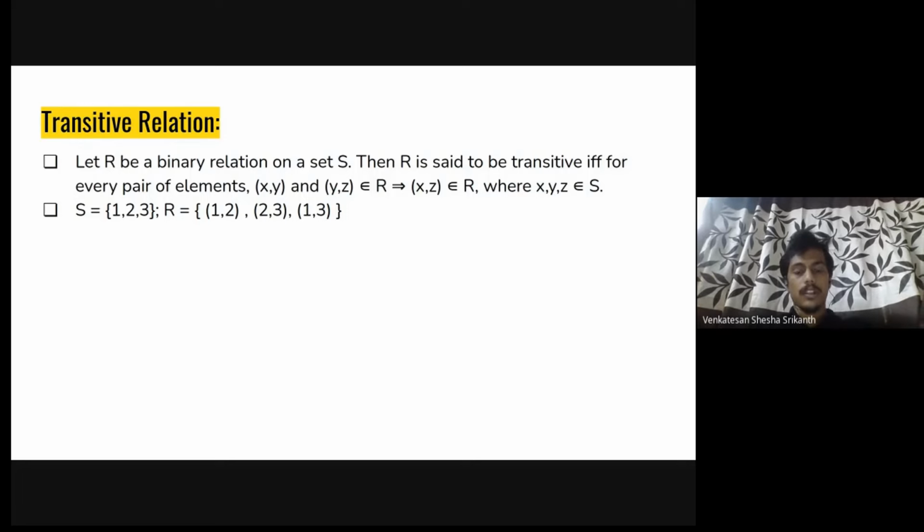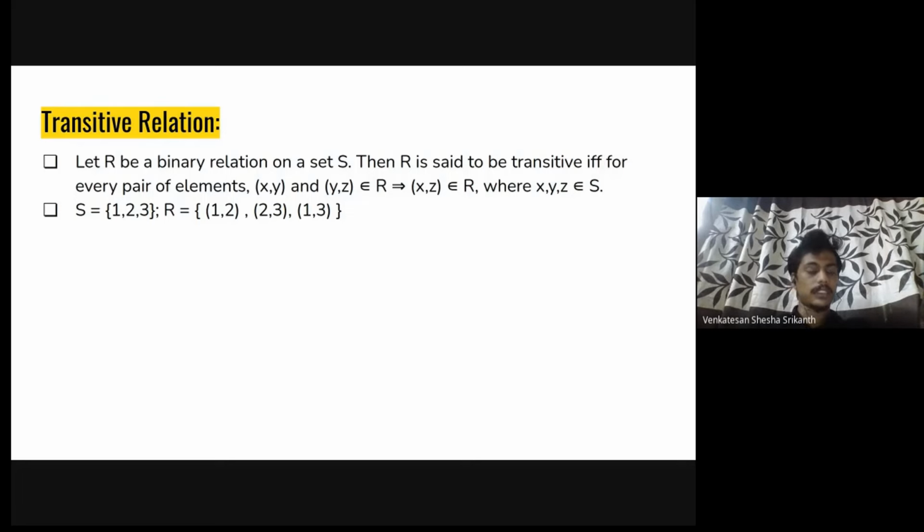So the condition is, if I have two pairs of elements like (x, y) and (y, z) in my R, then definitely the third element (x, z) should be in R in order to satisfy the property of transitive.